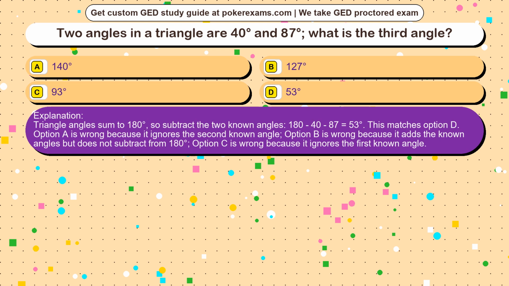Triangle angles sum to 180 degrees, so subtract the two known angles. 180 minus 40 minus 87 equals 53 degrees. This matches option D. Option A is wrong because it ignores the second known angle. Option B is wrong because it adds the known angles but does not subtract from 180 degrees. Option C is wrong because it ignores the first known angle.